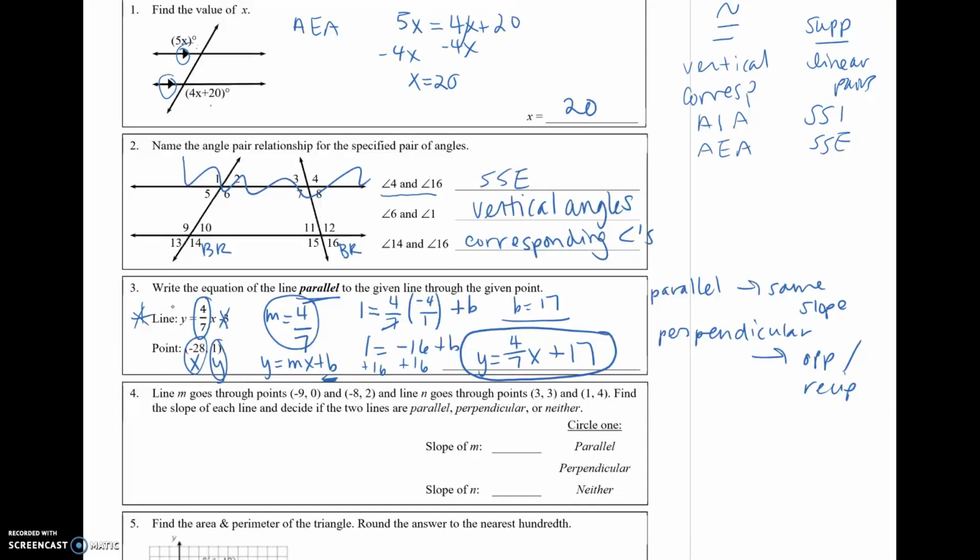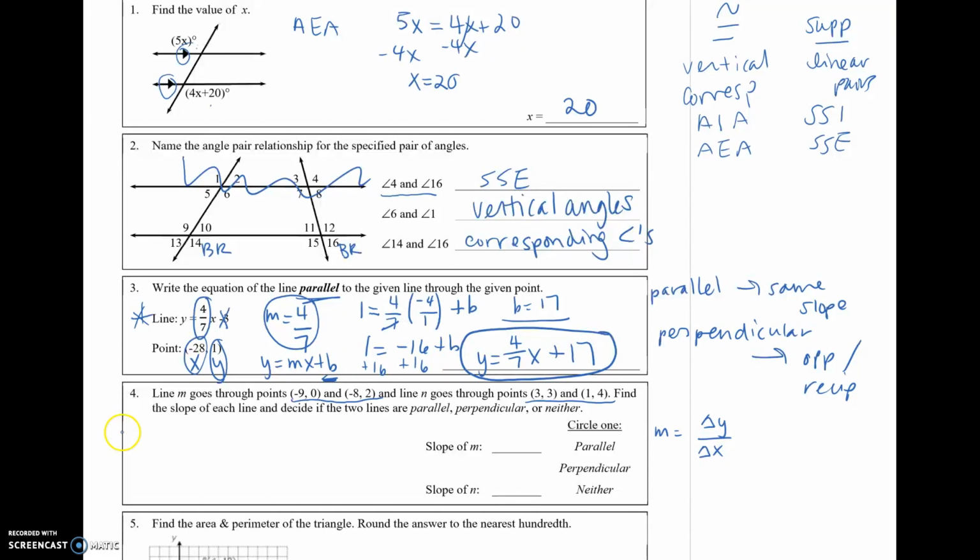All right, I do think we have time to squeeze number 4 on here. These are all kind of the same topic. Number 4 says that line M goes through these 2 points and line N goes through these 2 points. We're asked to find the slope of each and decide if they're parallel, perpendicular, or neither. Remember that my slope is just my change in y over my change in x. We say rise over run on a graph.